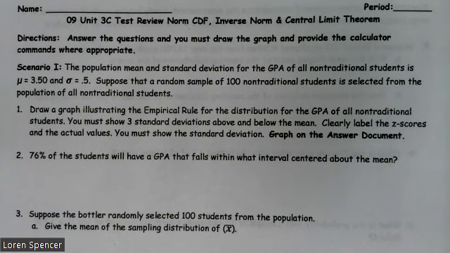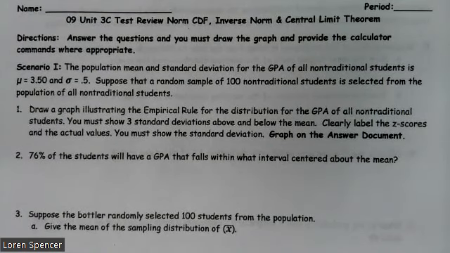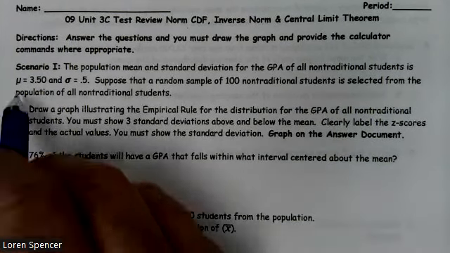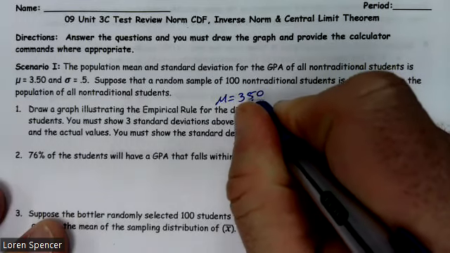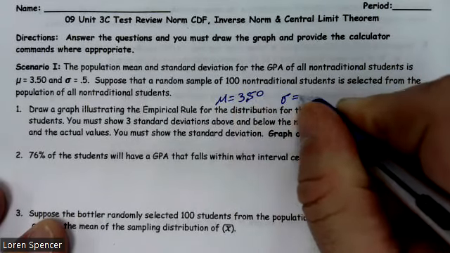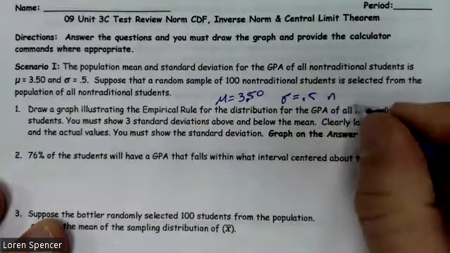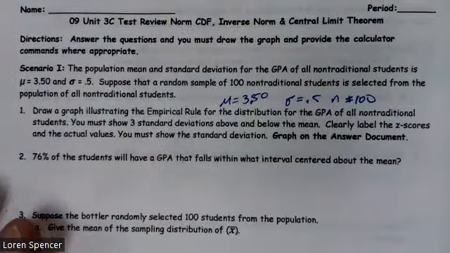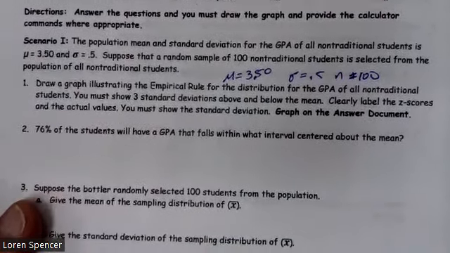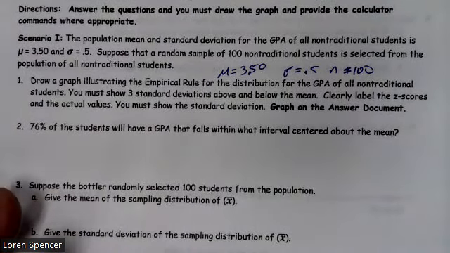The following: the population mean and standard deviation for the GPA of all non-traditional students is 3.5. Suppose that a random sample of 100 non-traditional students is selected from the population of all non-traditional students. So we have a mean of 3.5 and a standard deviation of 0.5. And they're telling us we have a sample size of 100. So n equals 100.